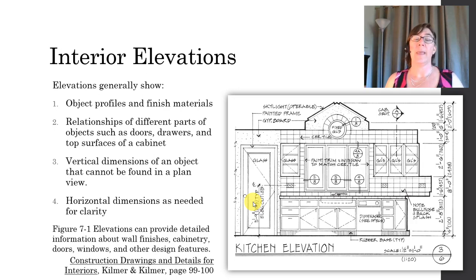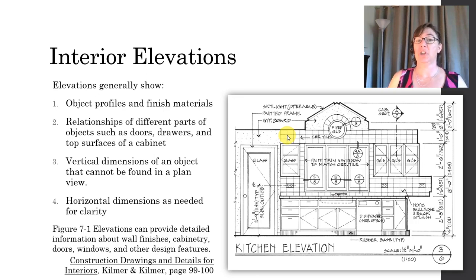What do you show in an interior elevation? Now, we're still talking in general. I haven't zeroed in on the NKBA standards yet. So elevations in general are going to show object profiles and any finish materials. So you see in this example here, we're seeing the profile of this casing around the window, and we see some finished material. Here's a ceramic tile on the wall.